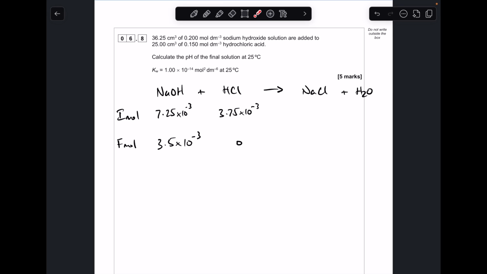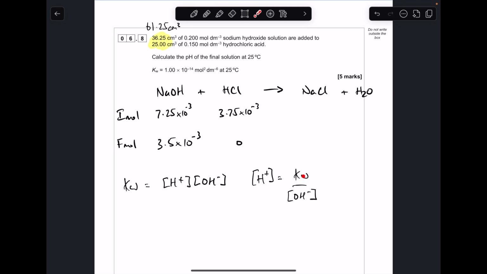So why does the sodium hydroxide drop down to 3.5 times 10 to the minus 3 at the end of the reaction, the final moles? It's because that many moles of it will react. So because we've got sodium hydroxide left over at the end of the reaction and therefore hydroxide ions, we need to bring in the Kw expression, and we're going to rearrange that for the H+ concentration so we can get the pH. So that rearranges to Kw over the hydroxide ion concentration.